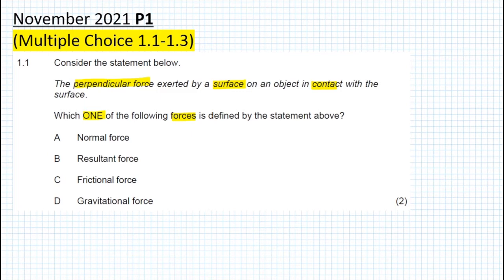Now, grade 12s, it is very important that you learn all of your definitions off by heart according to exam guidelines, and it is best that you learn them word for word. Therefore, you should easily know that the answer to this question is A, the normal force. The normal force is exerted by a surface onto an object, of course, in contact with that surface, and it is exerted at a 90-degree angle. If you were tempted to say frictional force, please remember that the frictional force acts parallel to the surface and in the opposite direction to the motion of the object.